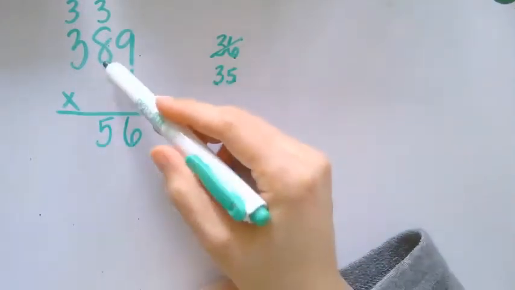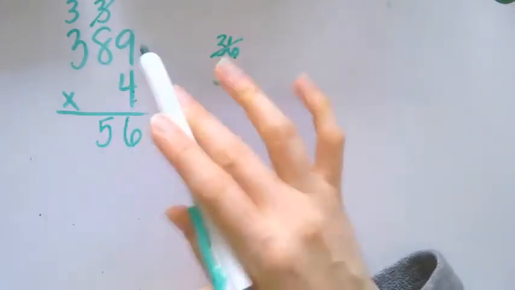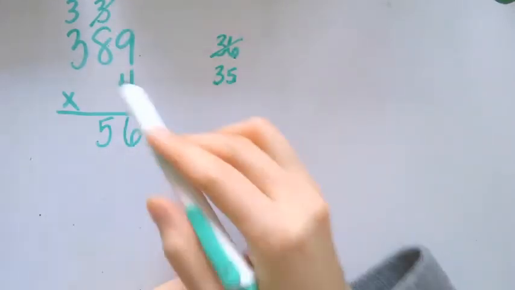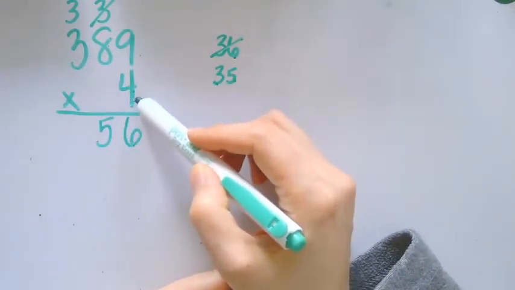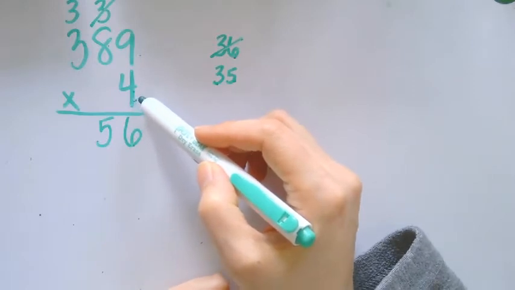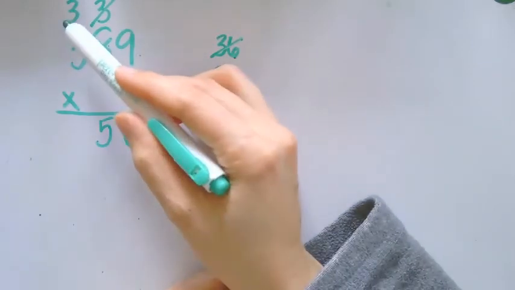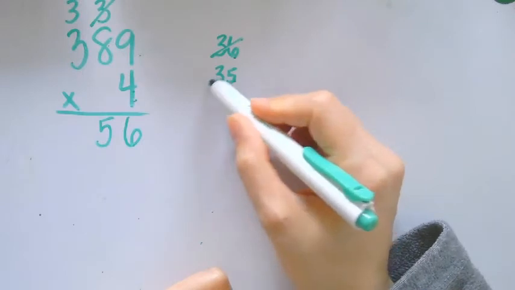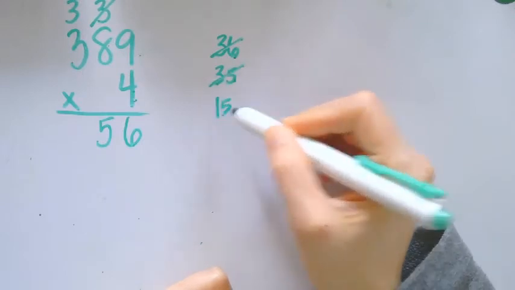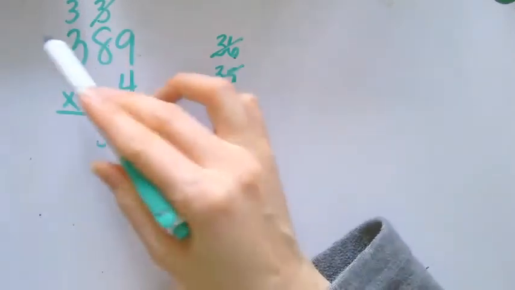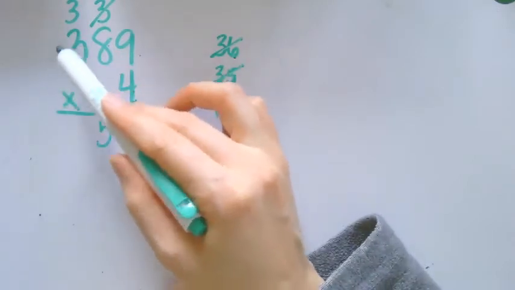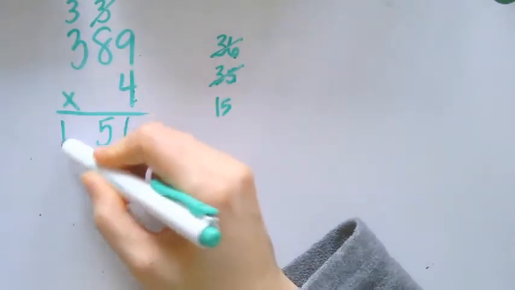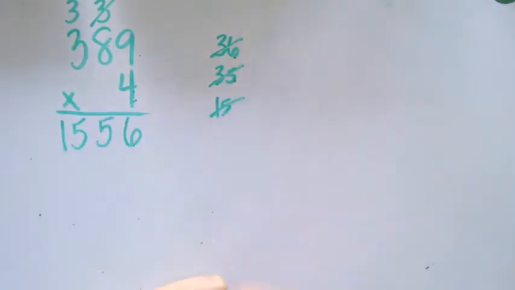Okay, now that I used this, I'm going to cross it off so I know I don't have to do anything else with that. 3 times 4 is 12. 12 plus 3 is 15. I don't really have to do anything with putting it over to the next spot because there are no numbers. So 15 just goes right here.